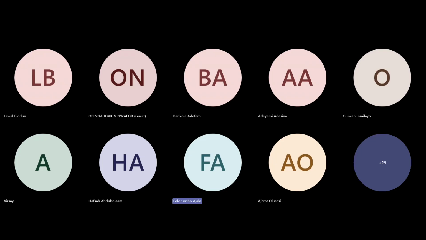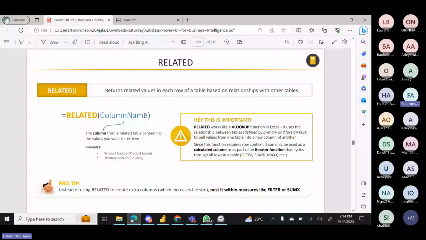Today we are going to start with the RELATED function. And what is the RELATED function? I'm very sure that most of us are very familiar with VLOOKUP in Excel. We know what VLOOKUP does in Excel. So I would just say that the RELATED function in Power BI has similarity with VLOOKUP. You know VLOOKUP in Excel. The RELATED function in Power BI is almost the same thing.